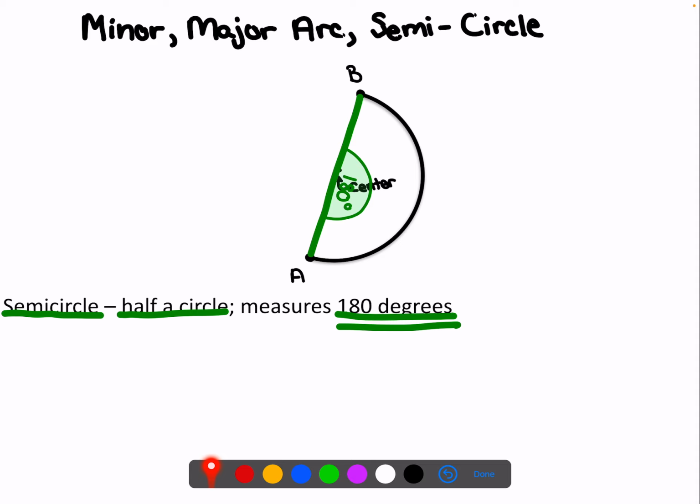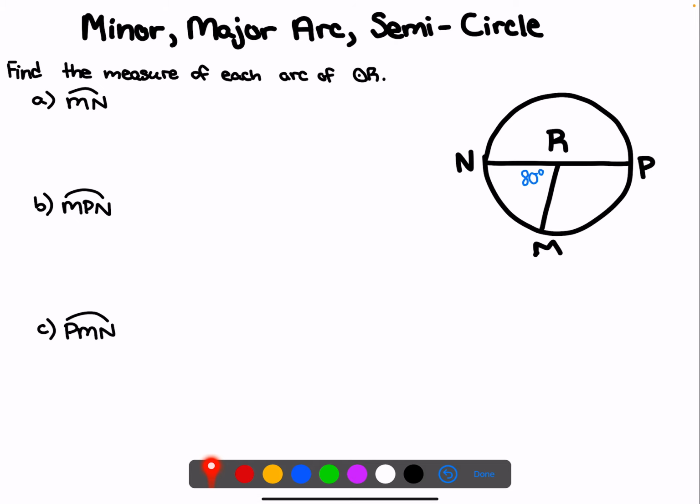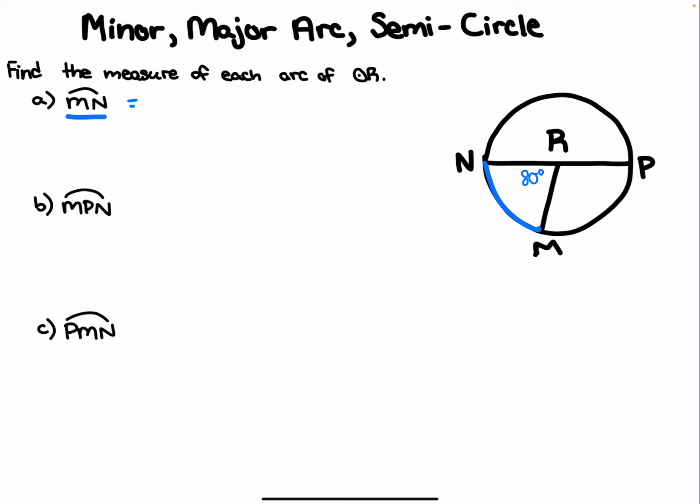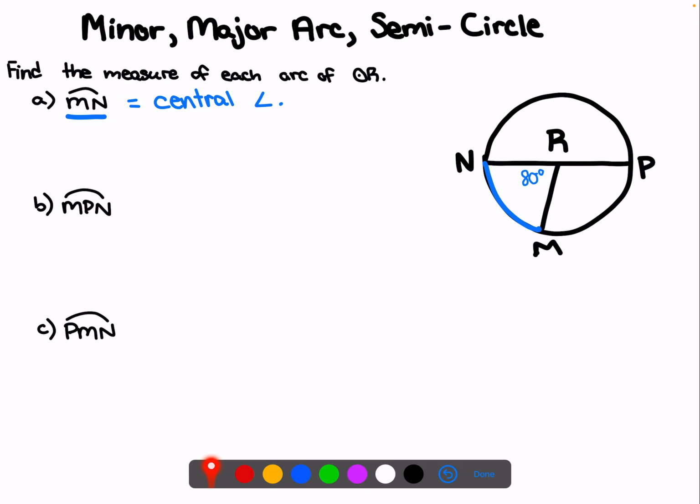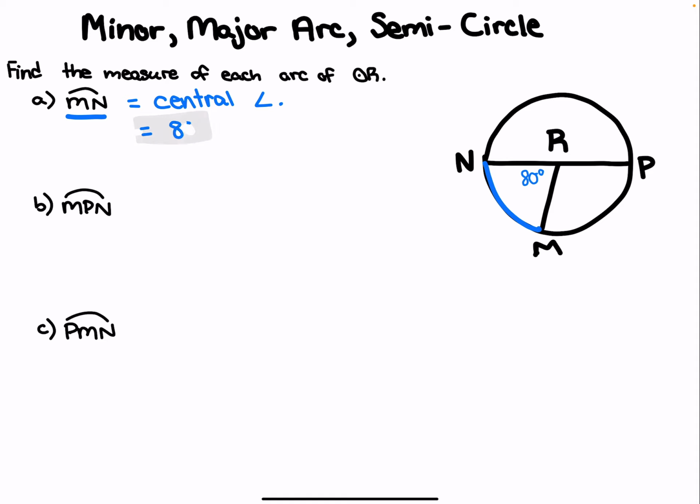All right, let's go ahead and use all the information that we just learned in order to solve a couple problems. So here we go. Find the measure of each arc of circle R. The first one that we have is arc MN. If I look here, we start at M, we end at N. There's 2 letters, so we want the shortest path. So it'd just be this minor arc here. Now, we already have the central angle that maps with this minor arc, the central angle being 80 degrees. And if we recall, the central angle is always equal to the intercepted arc. Therefore, arc MN is equal to 80 degrees.